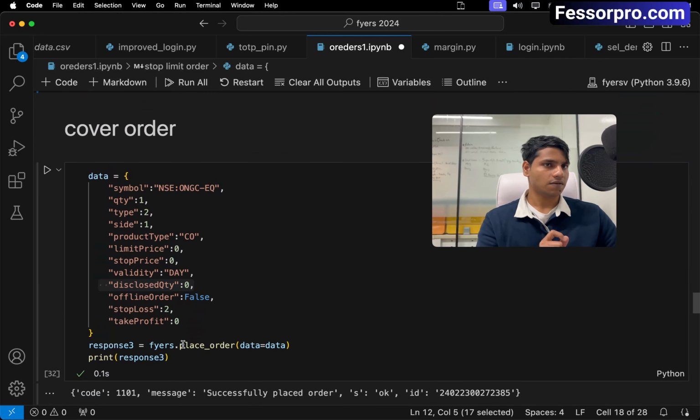Then what needs to be changed? This stop loss needs to be changed. Stop loss is how many points, how much price unit you want to have as a stop loss. So ONGC, what's the price of ONGC right now? ONGC price is 273. I want to take a trade at 273 and I want a stop loss at 270. So what's the difference between them? It is 3. So I'll write here 3.